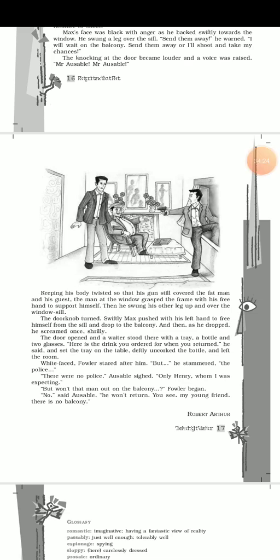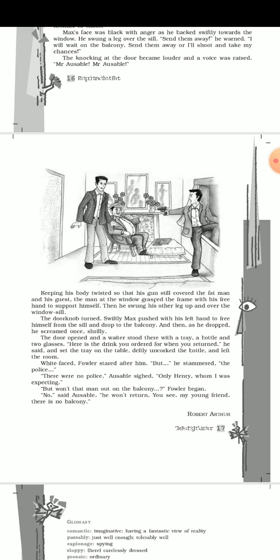So then he swung his other leg up and over the windowsill. So you can see in the picture, Max's one leg is already out of that window, and in a hurry to escape from the police, as the door was about to be opened, he took his second leg also and jumped out of that window.